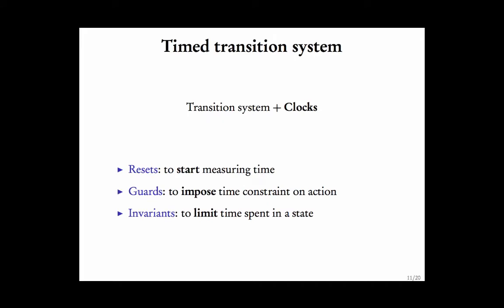So here is a summary. Timed transition systems are transition systems with clocks, with a finite number of clocks. And clocks can be used in the following ways. They can be reset in transitions to start measuring the time, and there can be guards on transitions to impose timing constraints on actions. And constraints can be used on states to limit the time spent in a state.